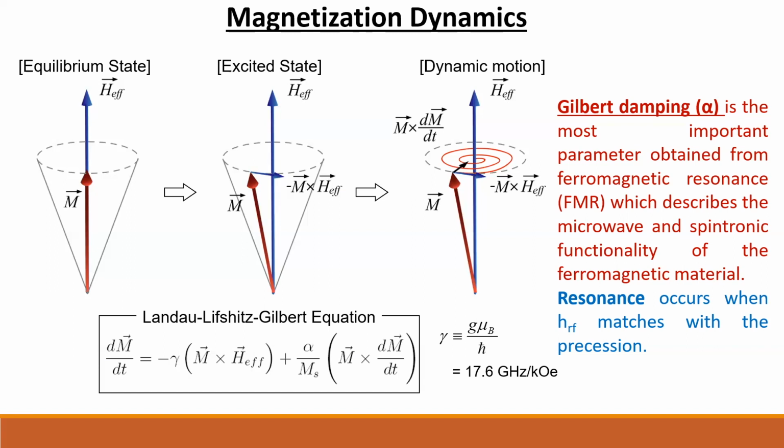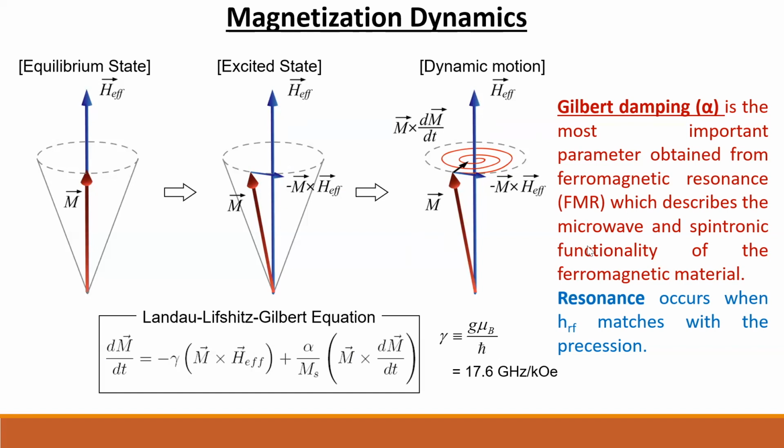So the magnetization will not keep on continuously revolving or precessing around the magnetic field or the effective field, but due to the damping present in the system, the magnetization precession will land onto its equilibrium state after some time. So this damping accounts for that factor, and it is the dissipative term, where gamma is the gyromagnetic ratio, with a value of around 17.6 gigahertz per kilo-oersted.